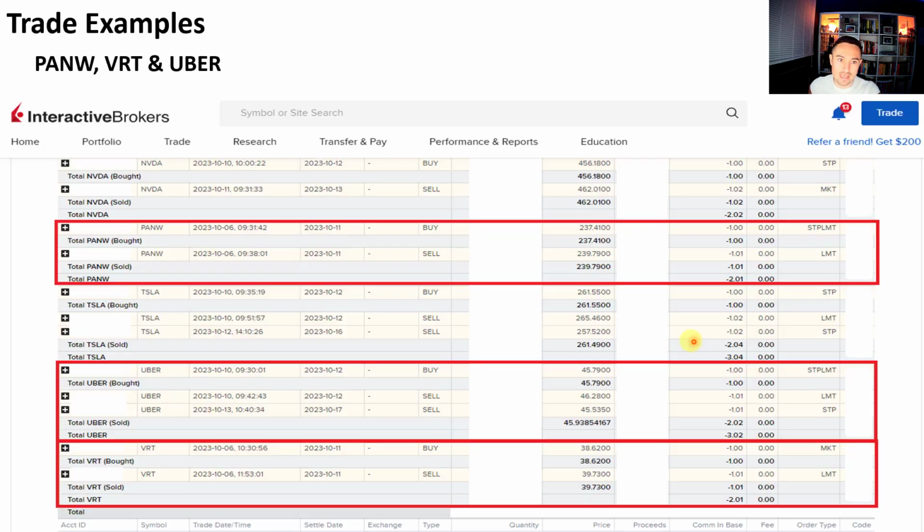So let's just start here. A couple of trades from last week. The ones I'm going to highlight and show you on the slides, and we're going to look at it from my identify, control, mitigate, and optimize standpoint, is Palo Alto, Uber, and also VRT.